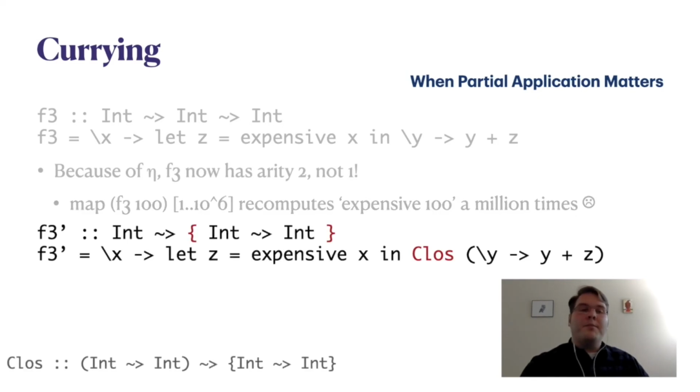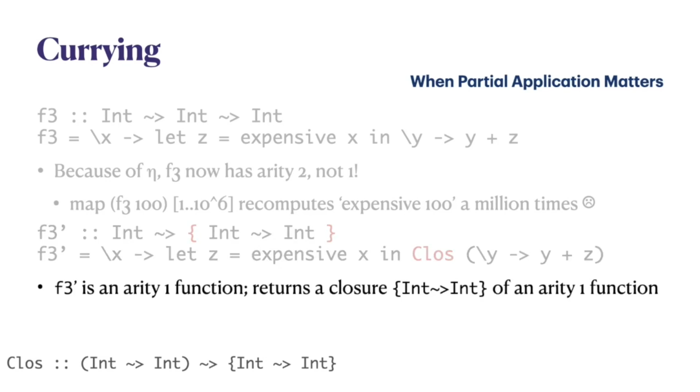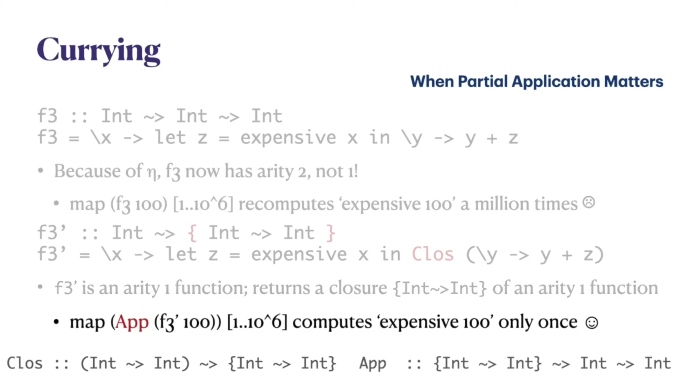That's bad. We solve this problem by adding another type for representing explicit closures. Here we denote the closure of a type with curly braces. They are introduced with the closure constructor, and that lets us wrap up a unary function from int to int inside of a closure of the same type. Including closures in the result of a function lets us intentionally break up its arity when partial applications matter, like in f3 prime. This is an arity 1 function taking the first argument and returning a closure of another arity 1 function that takes the second argument. This closure is then later used with an explicit app operation. So you can take the closure returned by f3 prime of 100 and then apply it to the second argument to get a result. Now, the partial application of f3 prime computes expensive of 100 only once, even though the closure it returns is reused many times.